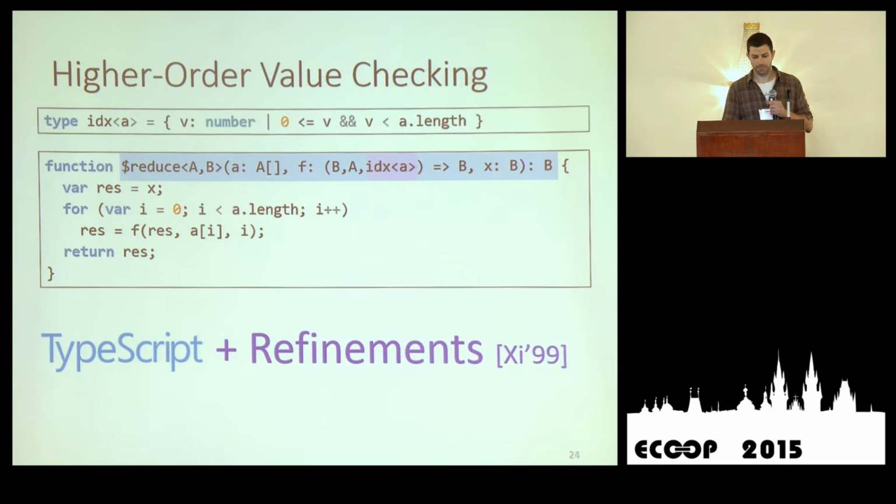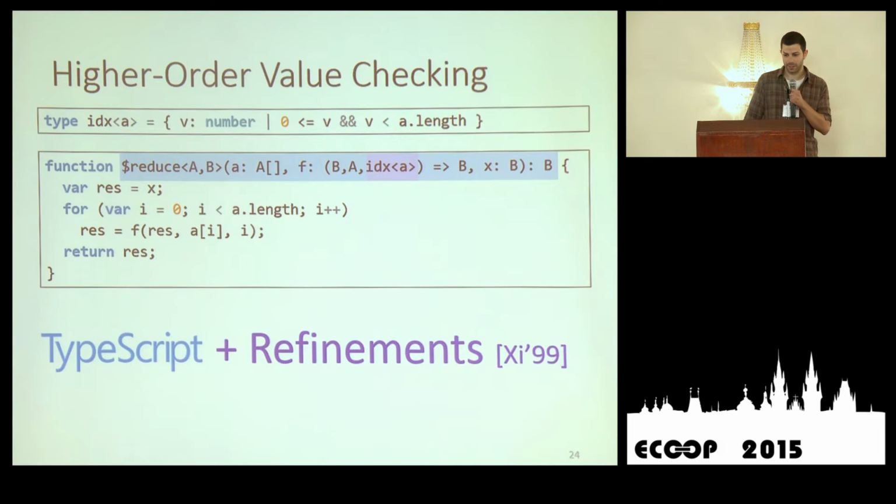And then we can apply the definition that we had earlier for the index type on top of this base type. In particular, the part that's going to change is the third argument of the f function argument, which will denote now that that argument is a valid indexer for the array A, which is the first argument of reduce.